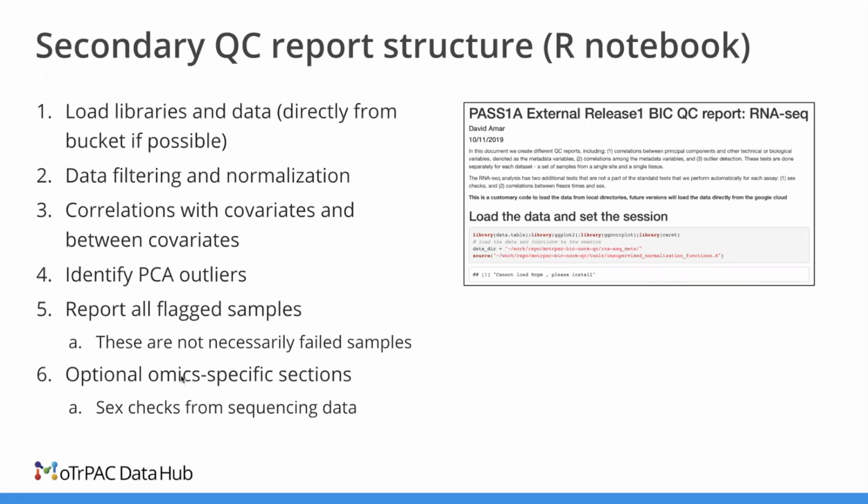And also for some omics, we have additional omics-specific QC steps. For example, from sequencing data, you can use the sequencing results to check and make sure that the sex of each sample matches the sequencing data.